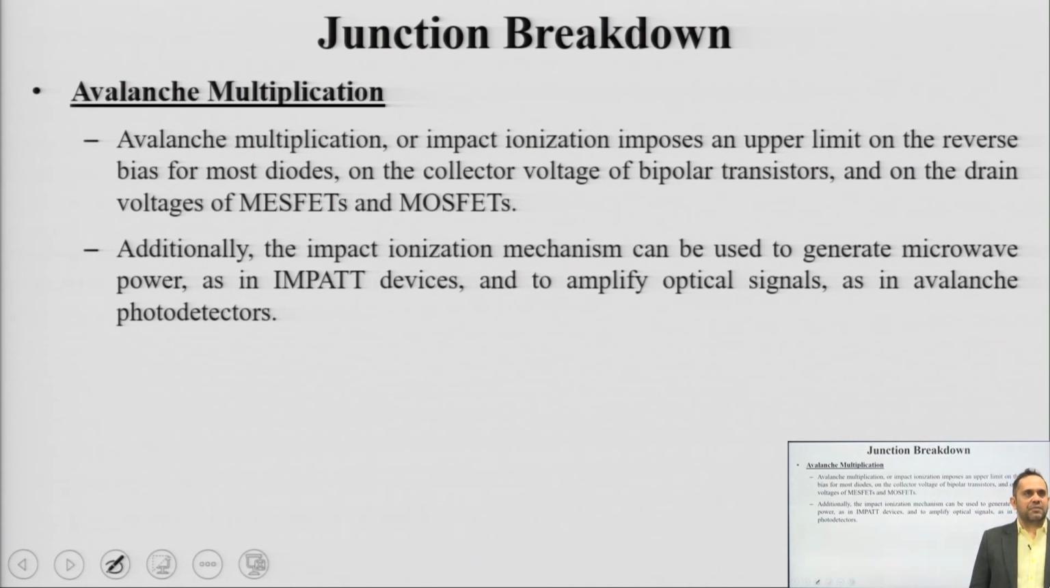There are certain examples like MESFETs, MOSFETs, impact devices. Okay. Some of these we are going to study in later lectures. This is where the impact ionization mechanism can be used to generate high power. Okay. So, basically you can also use the avalanche mechanism for certain useful cases. Generally it is undesirable.